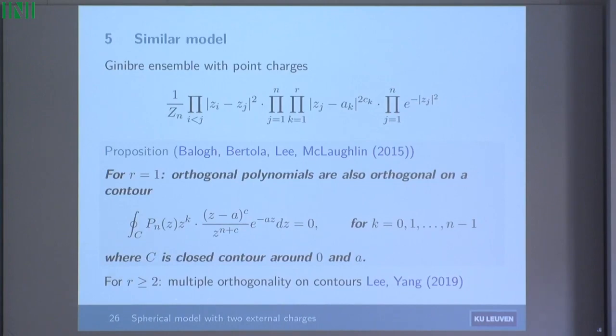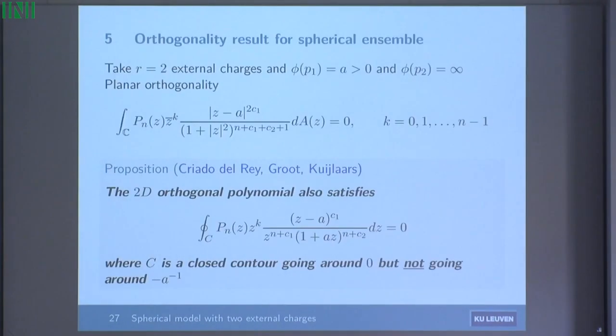For R bigger than 2, so this is for R is 1, you have orthogonality also on a contour. For R is 2 or more, there's no longer orthogonality on a contour, but what's called multiple orthogonality on a contour. Okay, that's a recent result by Li and Yang. Okay. Now the question is, can we do something similar for R weight?